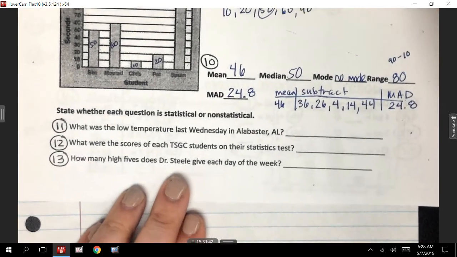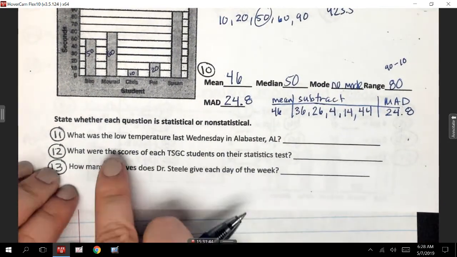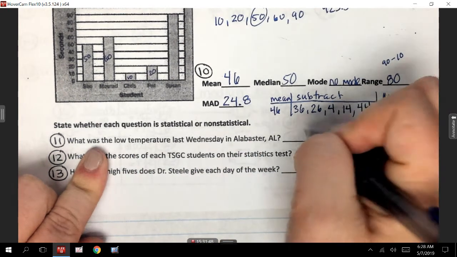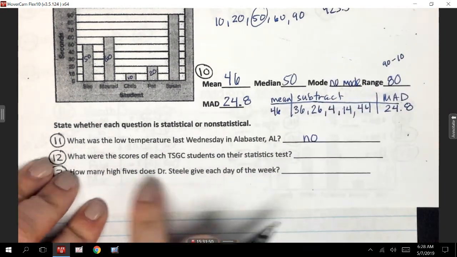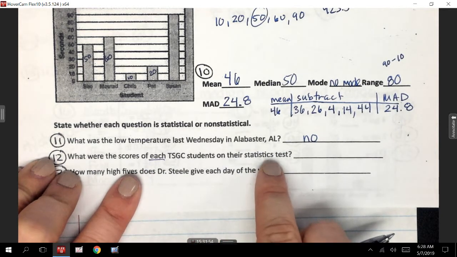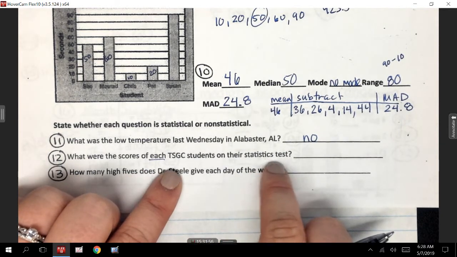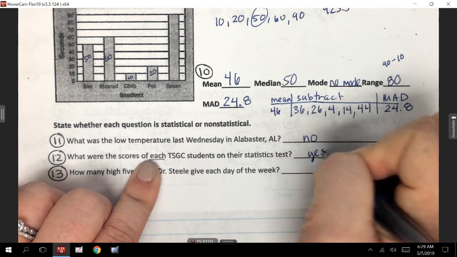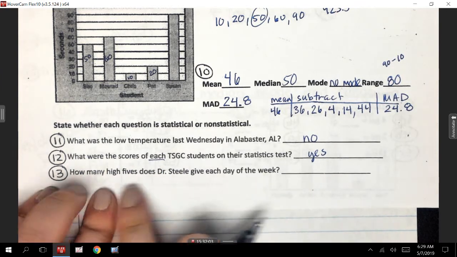All right, statistical, non-statistical. Hopefully these are worded better. What was the low temperature last Wednesday in Alabaster? That has one answer, so no, that is not statistical. What were the scores of each student on their statistics test? Guys, every single person is not going to score the same on their test, and it's each student. So yes, that is statistical because we have a bunch of different answers.